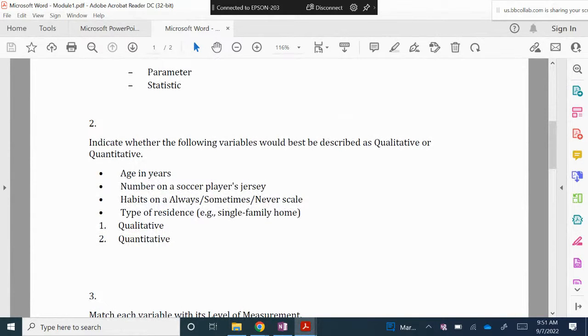All right, so let's take a look at the second one. This is from the handout. It says indicate whether the following variables will best be described as qualitative or quantitative. I'll give you a minute or so. Let's just use four. You want to determine if it's a qualitative value or a quantitative value.